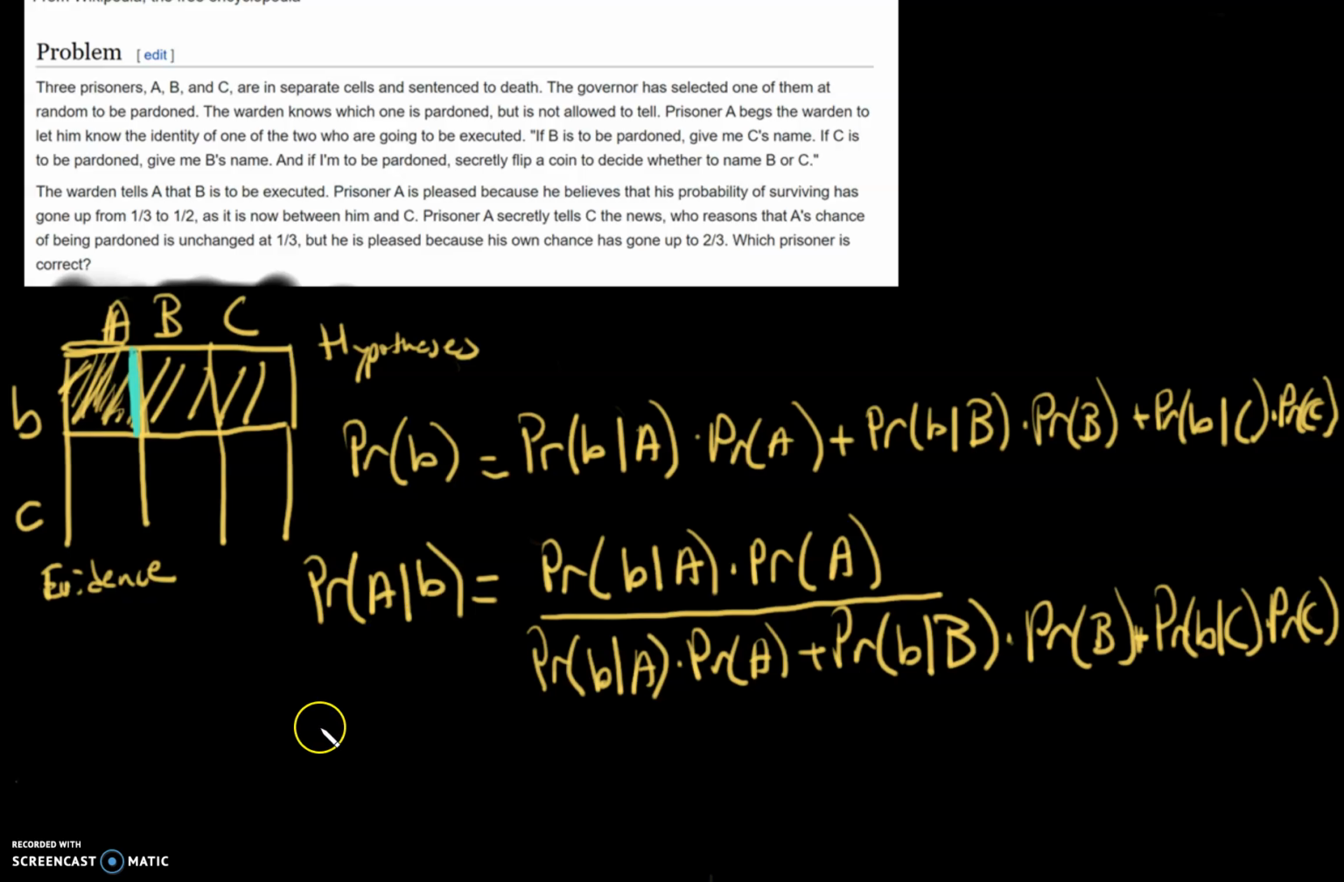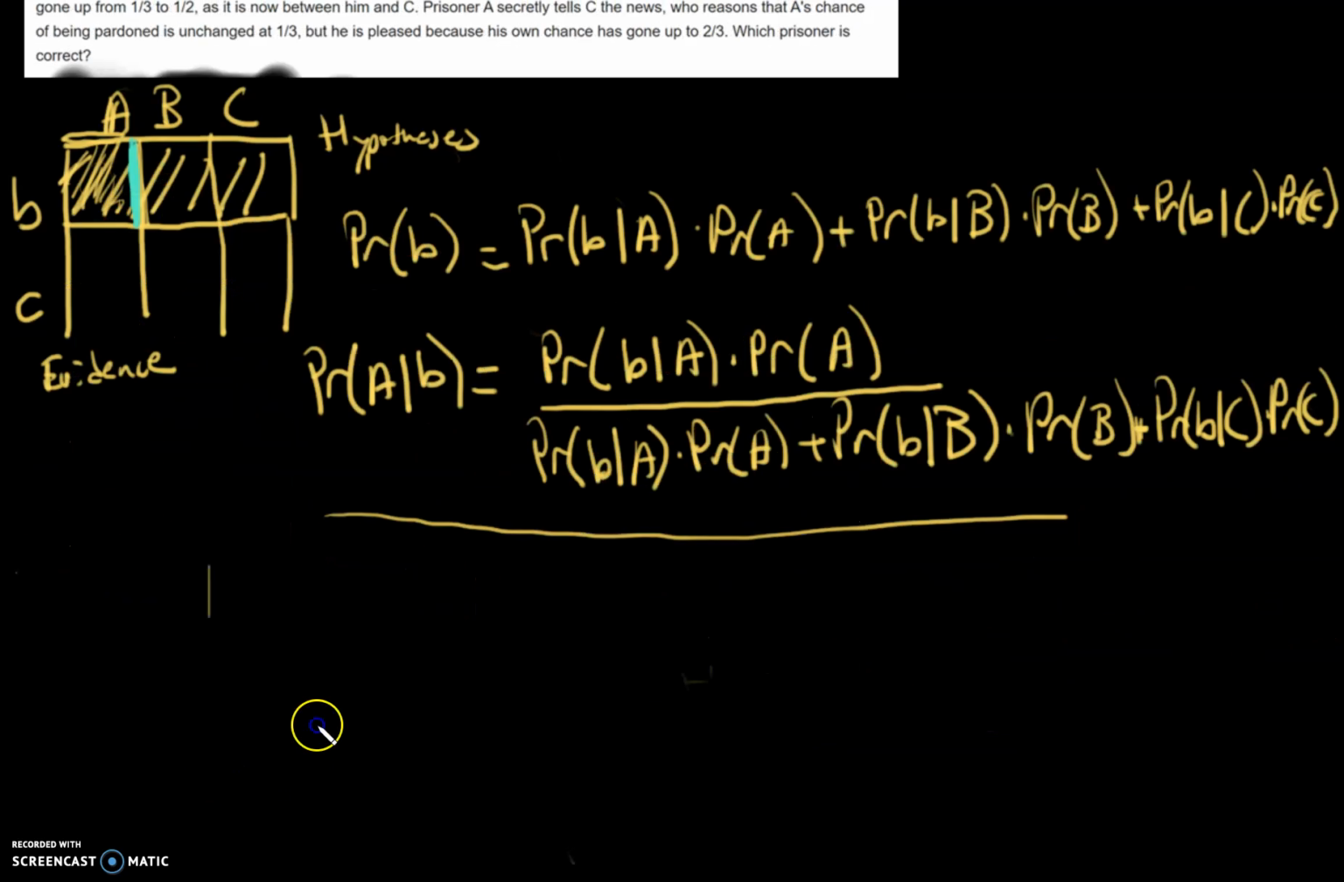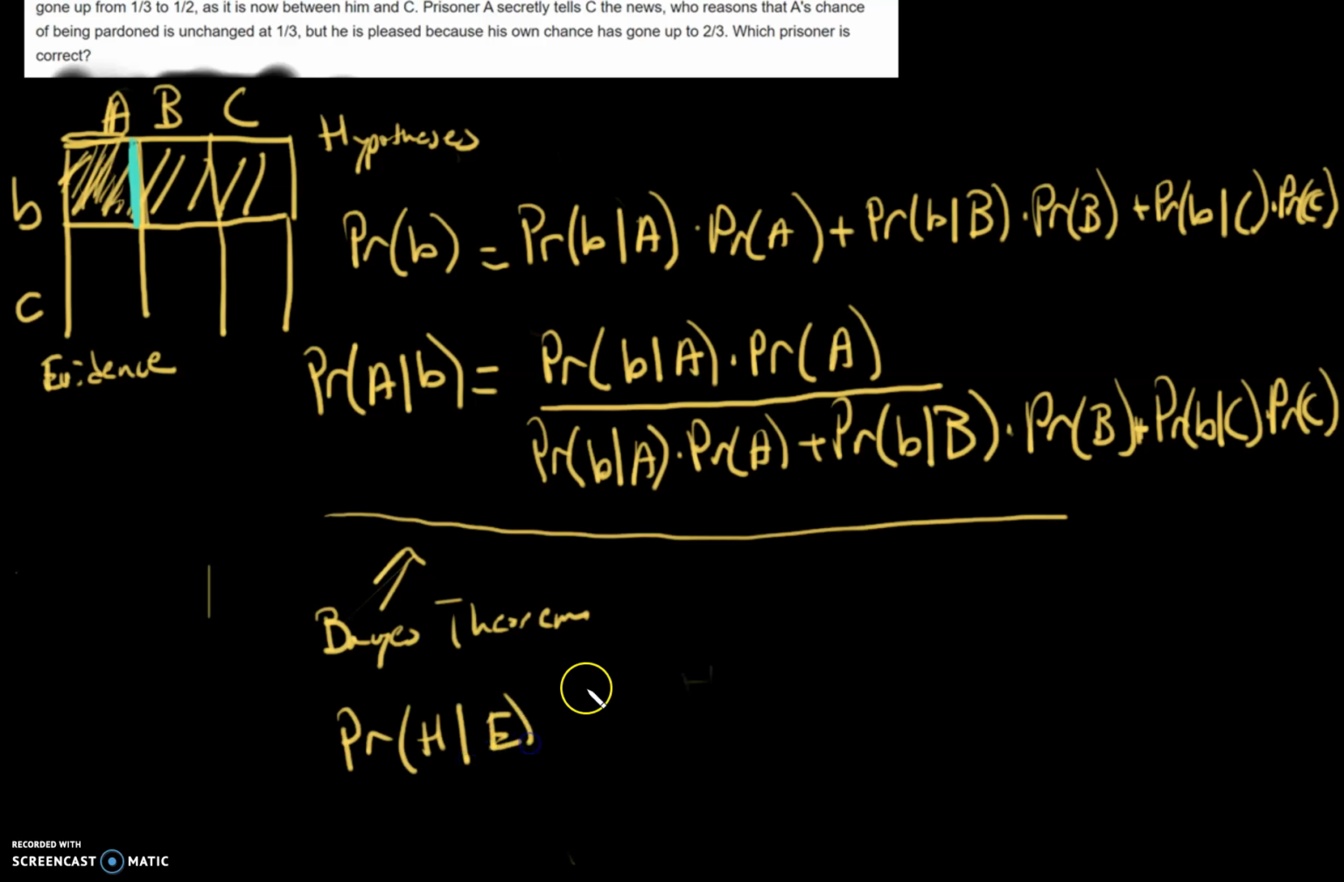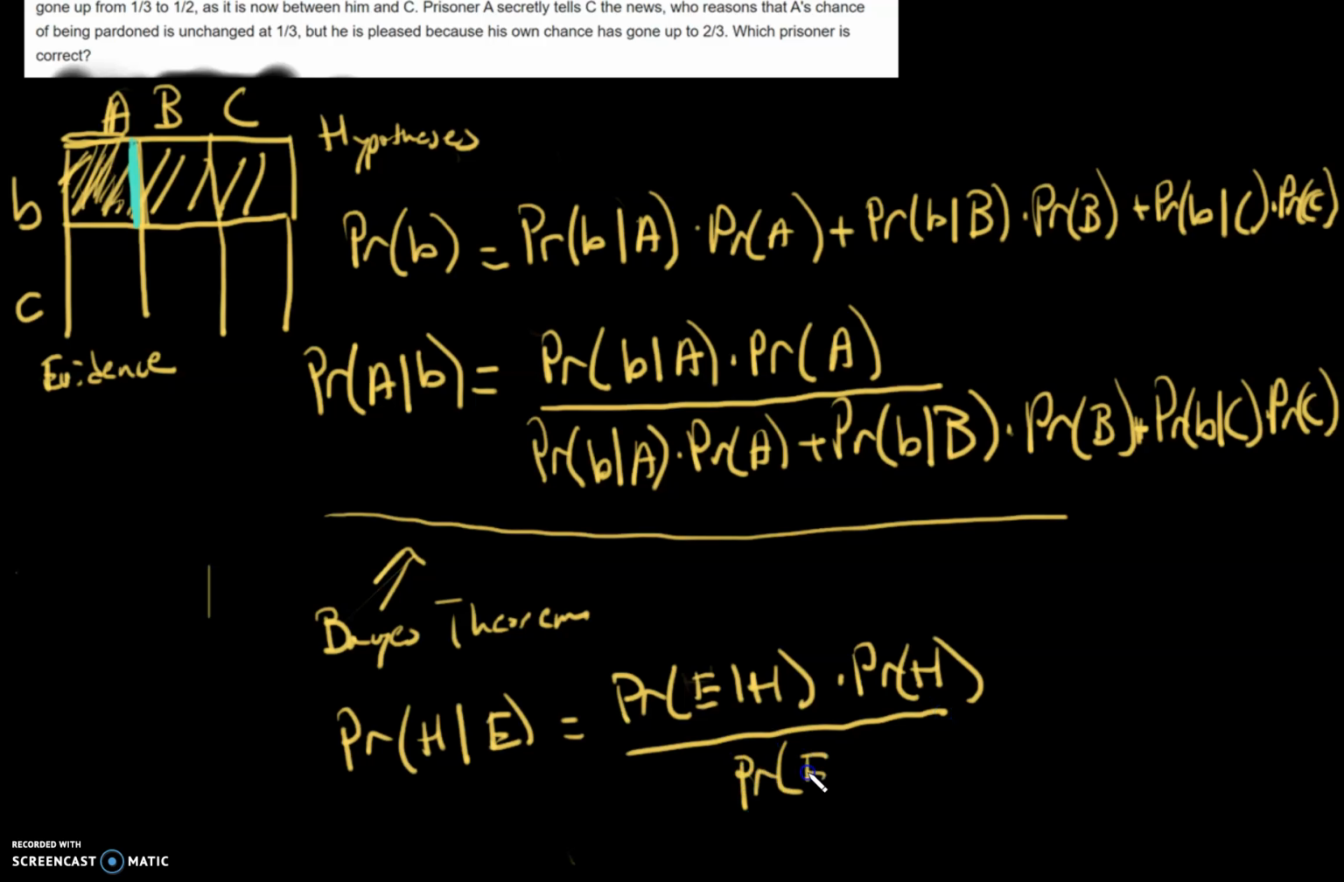And this entire expression right here is called Bayes' theorem. Bayes' theorem is usually written as the probability of the hypothesis, knowing the evidence, is equal to the probability of the evidence, knowing the hypothesis, times the probability of the hypothesis, divided by the probability of the evidence.